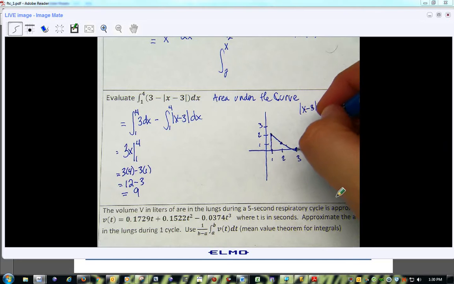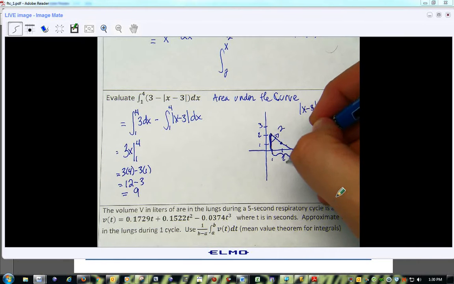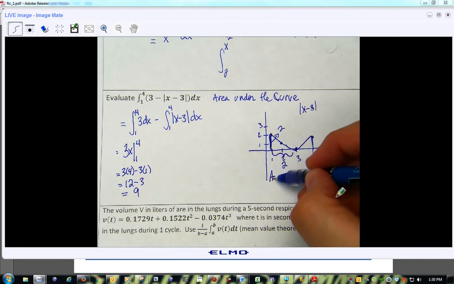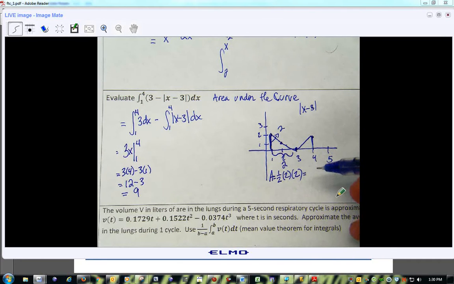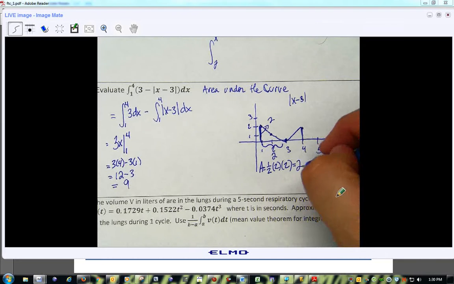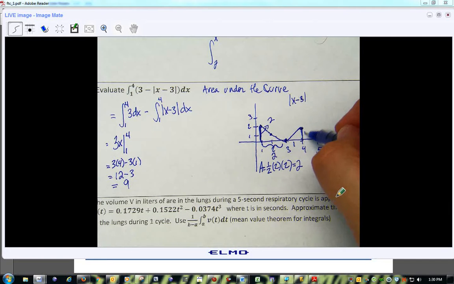This is the part that I'm actually trying to calculate. What's this length right here? That's a 2. This length right here is 2. So I can figure out the area of that triangle is 1/2 times 2 times 2, which is 2. Now what's this length from 3 to 4? 1. What's this length from 0 to 1? 1. So the area of this guy is 1/2 times 1 times 1, which is 1/2. Add them together, 2 plus 1/2 is 2.5.